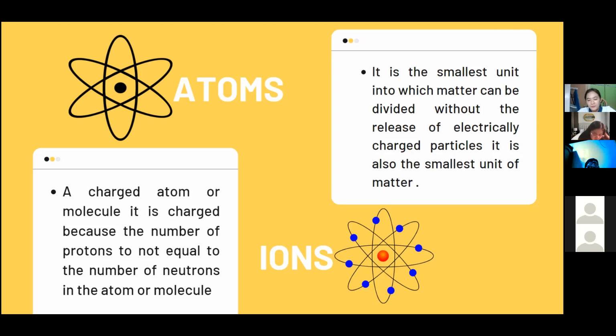But I have one question for you to answer. You can just chat it. If atoms are the smallest unit of matter, how many different kinds of atoms are there? How many different types of atom do we have? Maybe 100 or 50? Just guess, guys. Just type it if you have a guess.